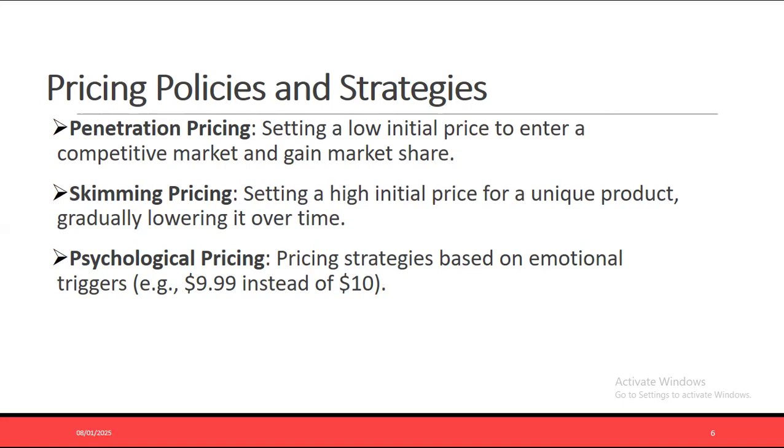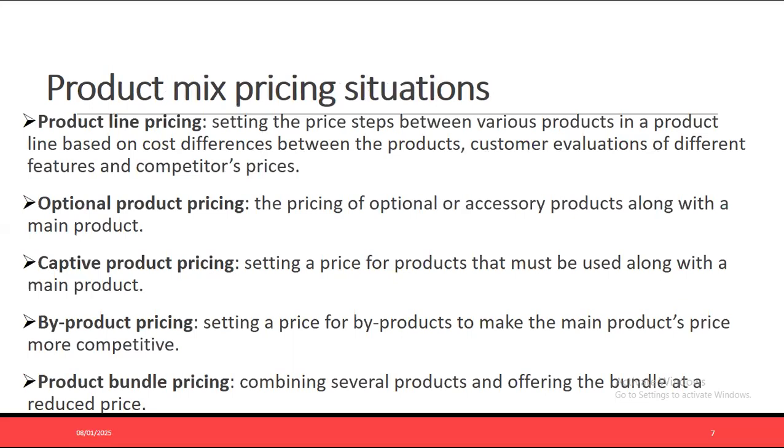You also have the psychological pricing, okay, which is based on emotional triggers. And we see a lot of this when you go to the supermarkets. Okay, so the 0.99 and all of those, they are psychological pricing. It makes you feel that the item is actually lower, when if you look at it well, you realize that the difference is just little. Okay, so that's the psychological pricing. And these strategies you can use to price your product.